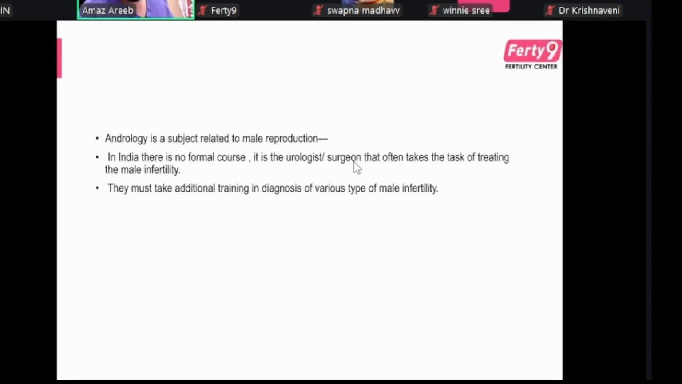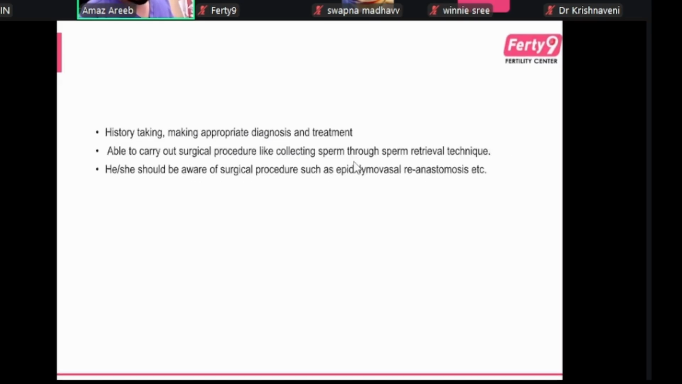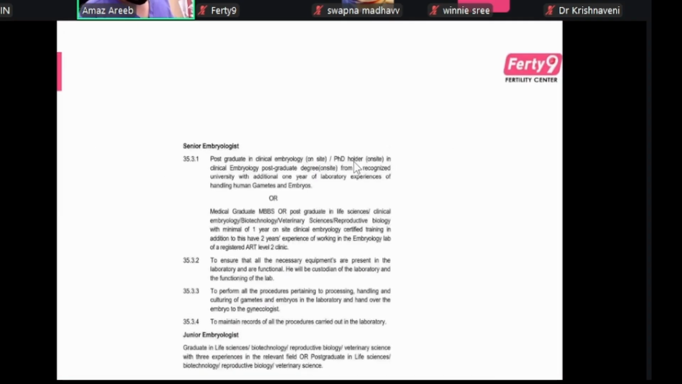So andrology is the subject related to male reproduction. In India, there is no formal course for that. It is the urologist or surgeon who often takes on the treatment of male infertility. Whoever is the treating doctor for andrology should also have detailed knowledge about male infertility before they actually go into treating male patients. So this is for the senior embryologist and junior embryologist qualification if you're going ahead with level 2.